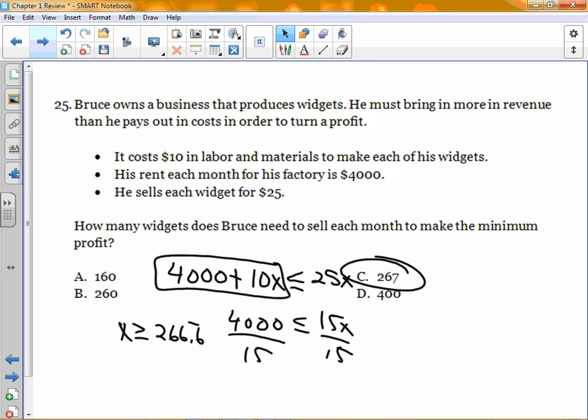Guys, again, the thing that keeps me from doing this every time, you don't want to always trial and error it. You don't want to do trial and error every single time. But if you'll work it out and you'll get 267, if you take 25 times 267 and put it into your calculator, you'll see that it's more than 4,000 plus 10 times 267. And it's the first of these answers that's more than. Okay? 260 would be less than, 160 would be less than, 400 would be greater than, but it's not the minimum amount. What you're looking for is the minimum amount.